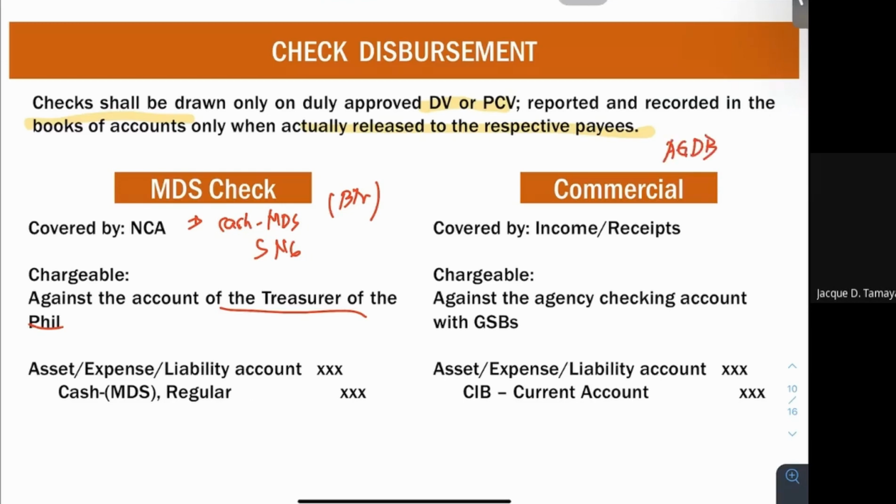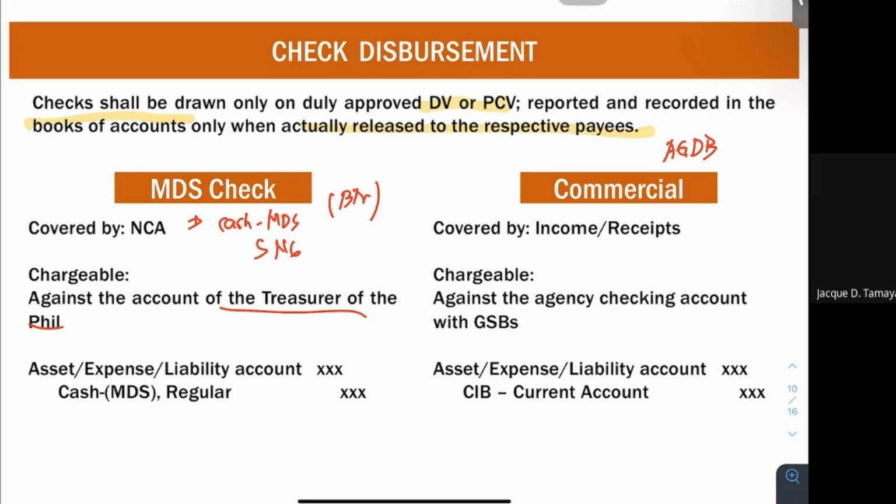AGDB, authorized government depository banks. So what happens? Again, the agency will have an income, and this income is now authorized for deposit with that AGDB. So the funding of the check will come from that particular income or receipts, unlike your MDS check. When we use MDS, always remember MDS comes from NCA, because at the time we record the NCA, we debit cash MDS and subsidy from national government, meaning the MDS is now maintained with the Bureau of Treasury. So therefore, whenever we issue your MDS check, it is chargeable against the Treasurer of the Philippines.